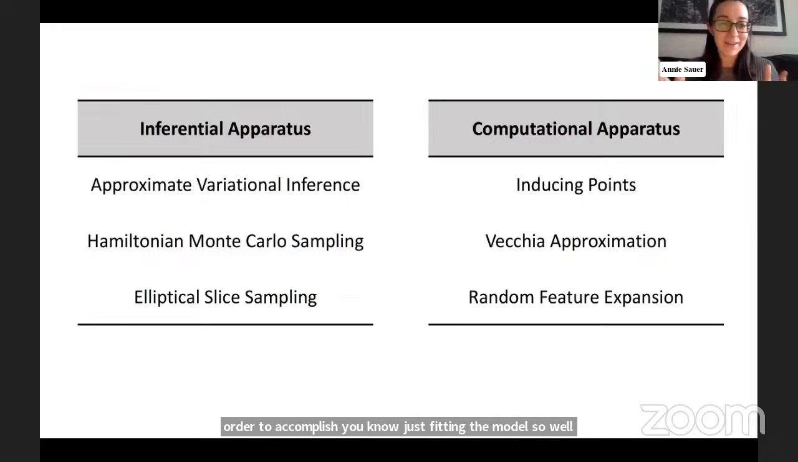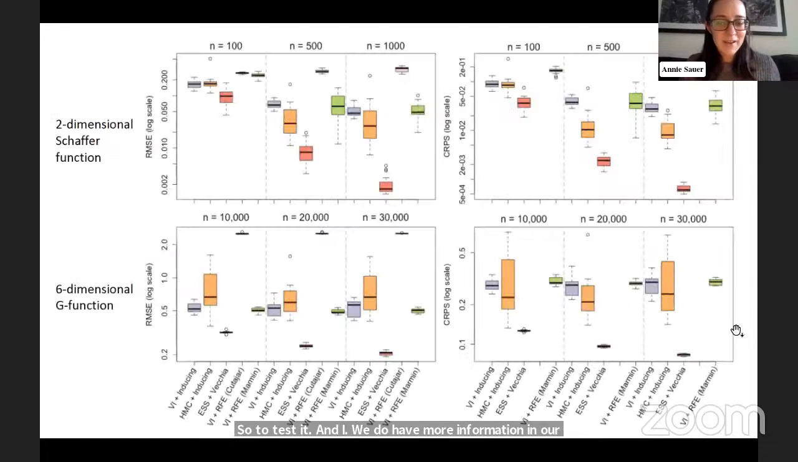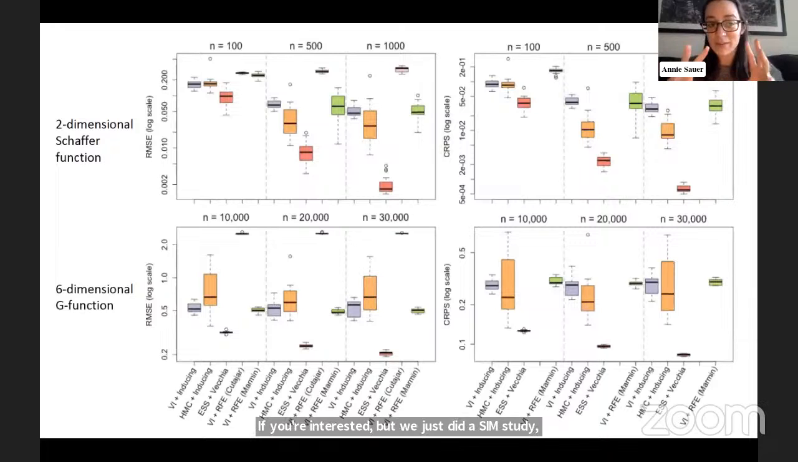So like I said, questions are, well, which is better? Which combinations are better? Which are faster? And how do all of these things work? Should there be reasons of which of these tools you should use when? So to test it, and we do have more information in our written discussion if you're interested, we just did a sim study because I think that's how everything should start. So this looks like a lot, but we just took existing codes that were out there. So on the bottom axis, you can see each of these deep GP models. These are each a different way of fitting a deep GP model.